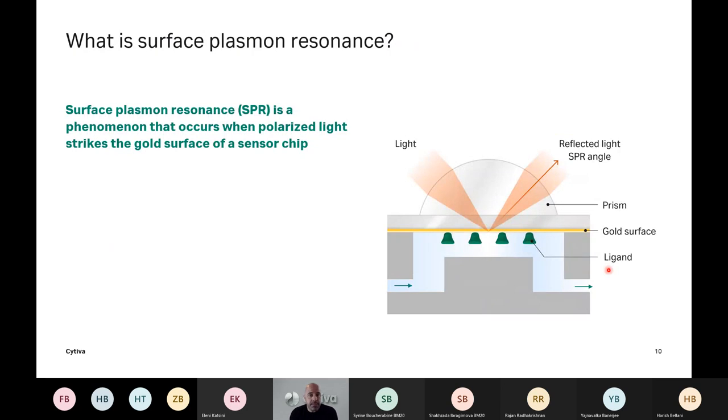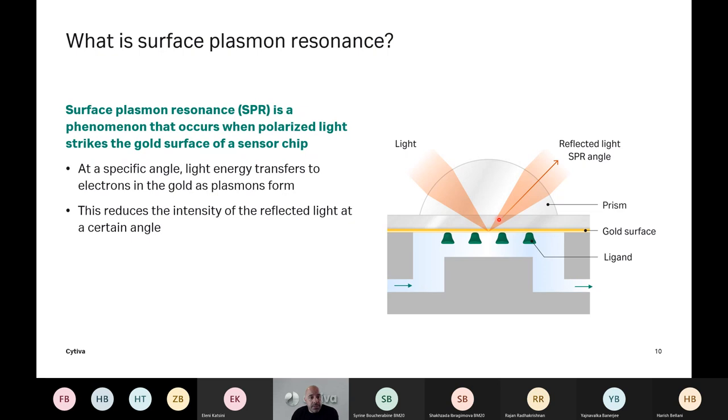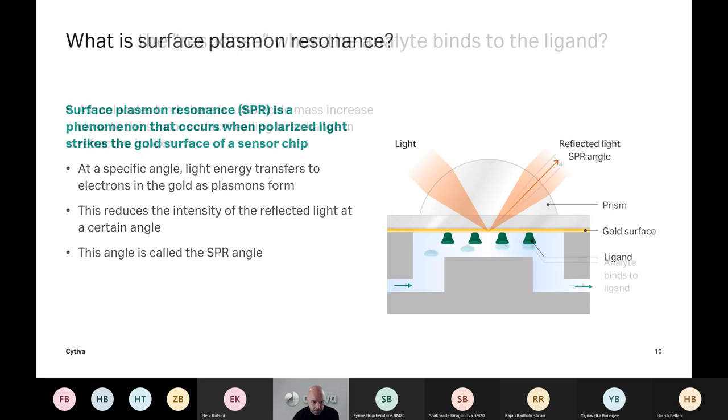So the detection principle is based on surface plasmon resonance. Basically, this phenomenon occurs when we have a polarized light beam that hits a metal surface. In this case, it's a gold surface, and then this beam is reflected. But when this light beam hits the surface, it creates this resonance of the gold metal plasmons. So at a specific angle, this light energy is transferred to the electrons in the gold, and that is when the plasmons are formed. When this occurs, the intensity of the reflected light is reduced at a certain angle, and this angle is what we call the SPR angle.